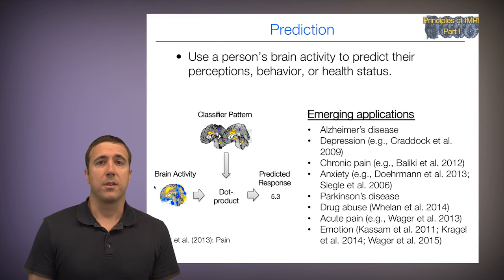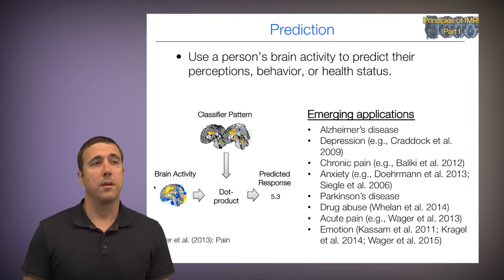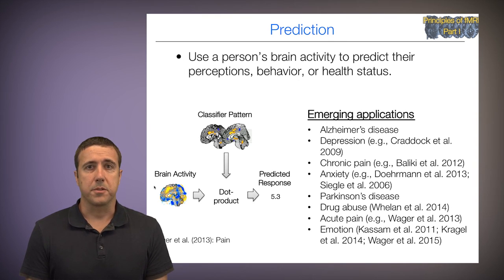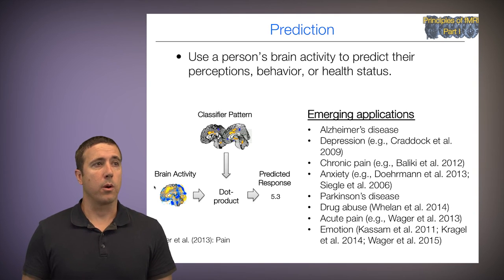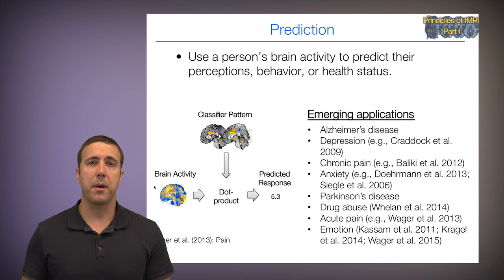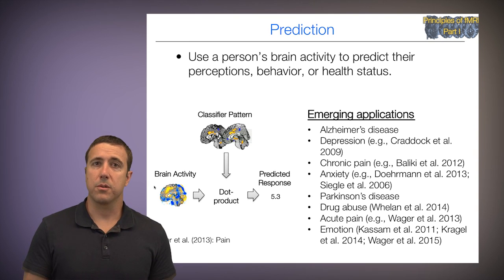Finally, the third type is for prediction. We can use a person's brain activity to predict their perceptions, behavior, health status, and a number of different kinds of outcomes. So on the left here, you see an example from our work where we've developed a classifier pattern to predict how much pain somebody is feeling in response to a given stimulus. And we can apply that pattern to new brain images coming in to make a prediction about how much pain they're feeling. And we can validate that prediction across individuals, across studies, and so forth.